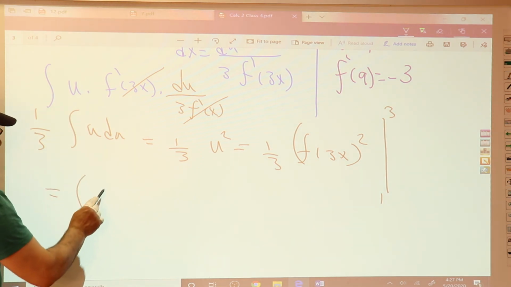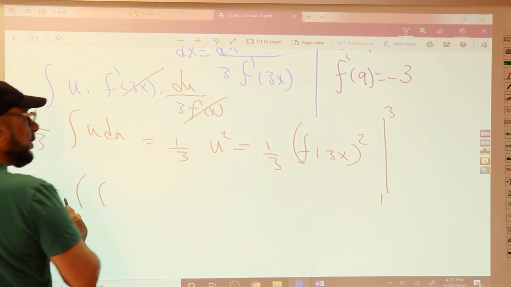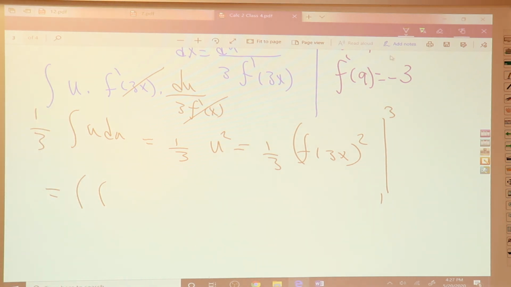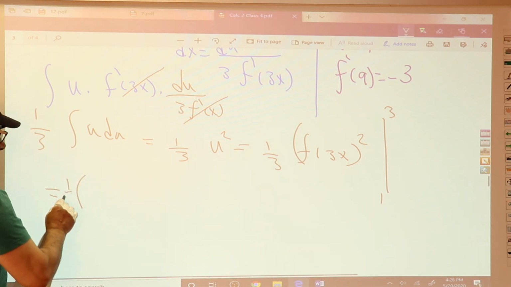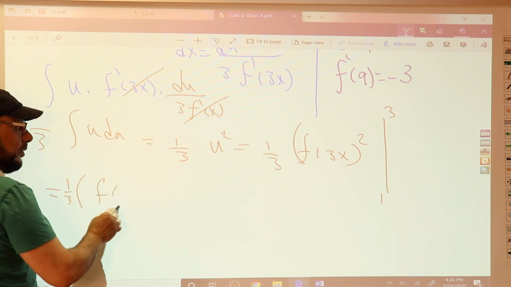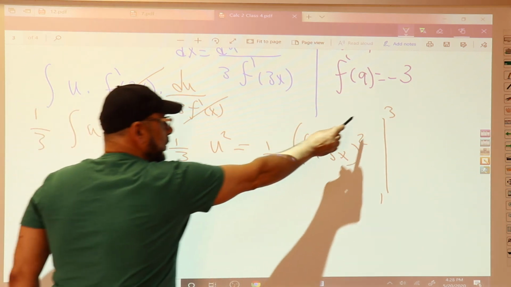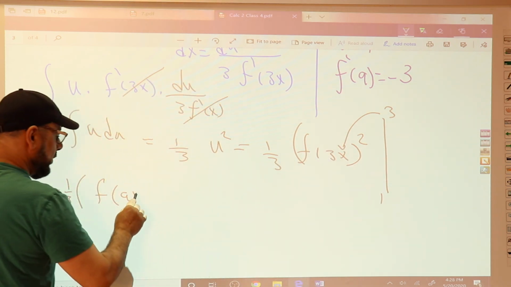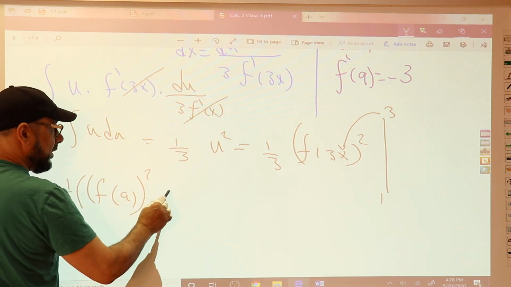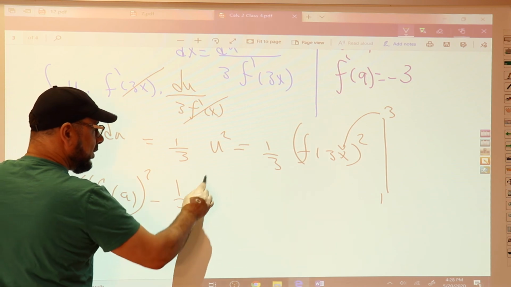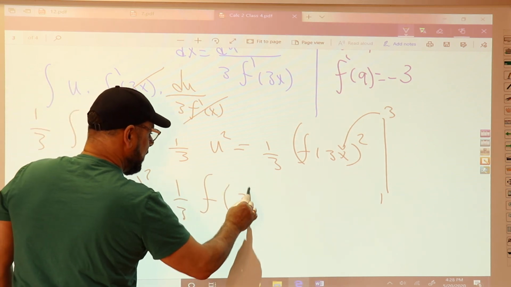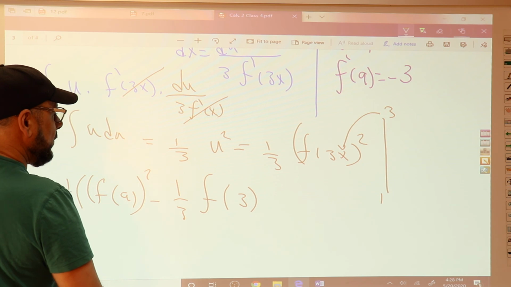I know that we exceeded the time limit, but let me just finish this problem. Can I? Yes. I'm going to finish it, almost done. Now plug in the 3: 1/3 f of 3 times 3, which is 9, squared, minus 1/3, plug in the 1, which is f of 3, squared.